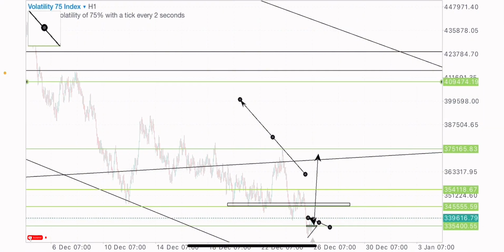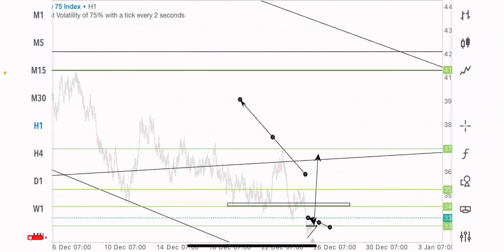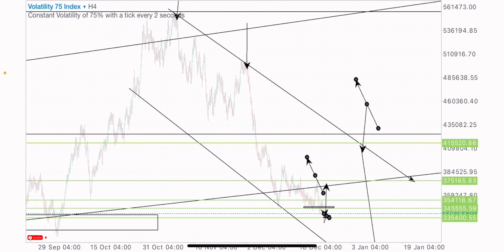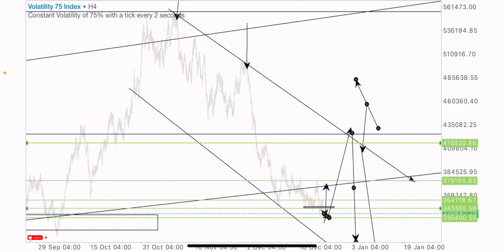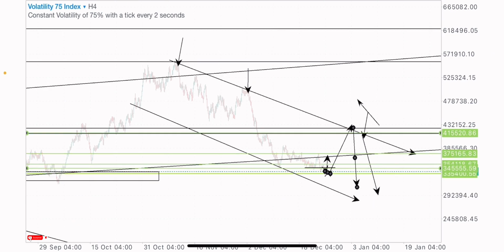So that's it, guys. That's my view and market analysis on Volatility 75 index. Short-term buys for long-term sells on this index, short-term buys of this kind, then long-term sells to the downside on Volatility 75 index. So that is it, guys.